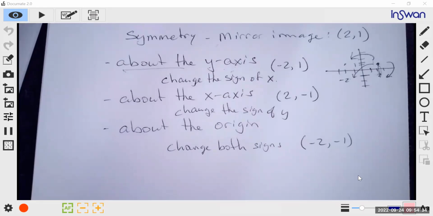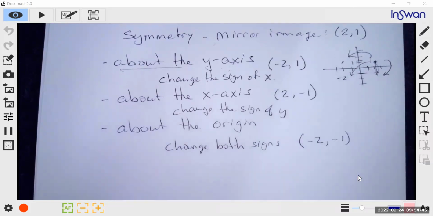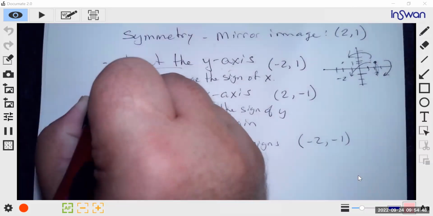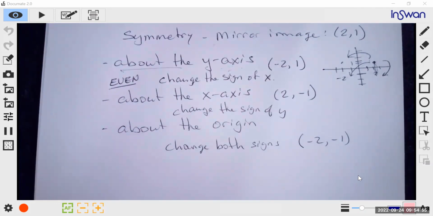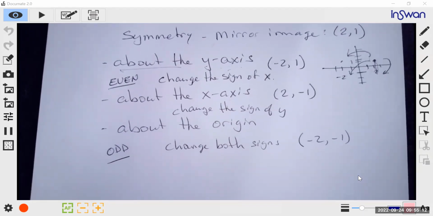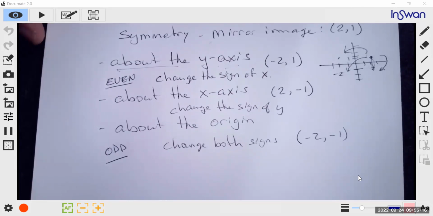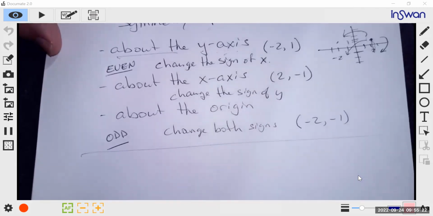All right. And as we talked about earlier, we have odd and even functions. An even function flips across the y-axis. An odd function flips across both x and y. Any questions so far?